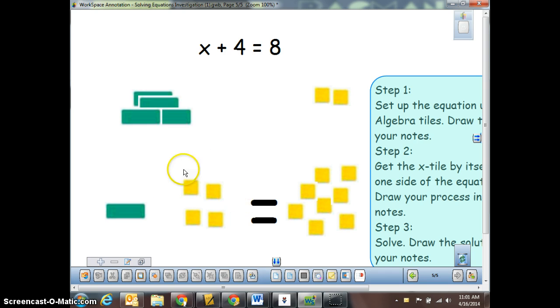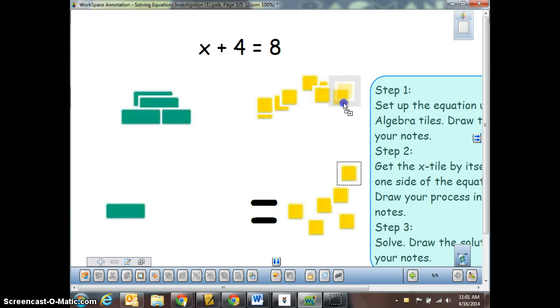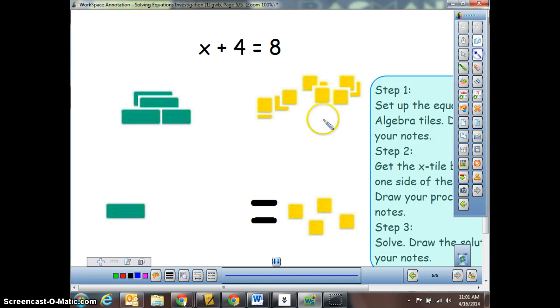And when I do that, I want to get x by itself. So how do I do that? I have to take all of these and take them out. So remove 4 from this side. So subtract 4 from the left side. I have to remember to subtract 4 from the right side. And once I do that, I am left with x by itself and 4 singles over here. So therefore, x equals 4 again.